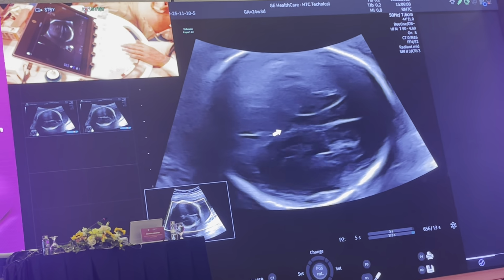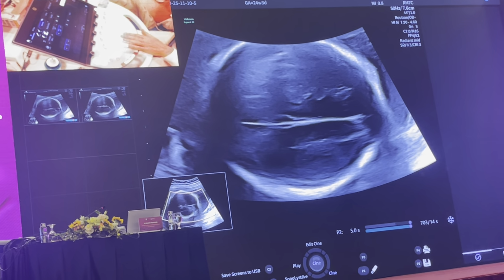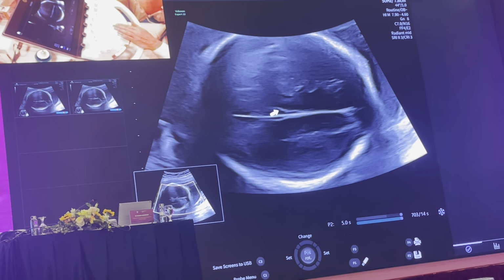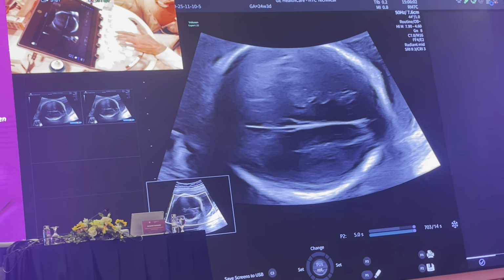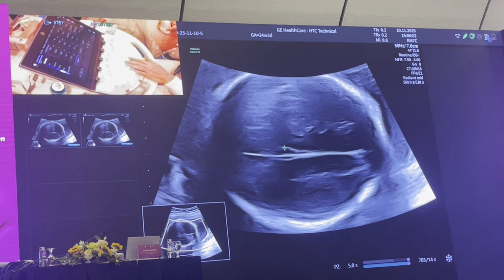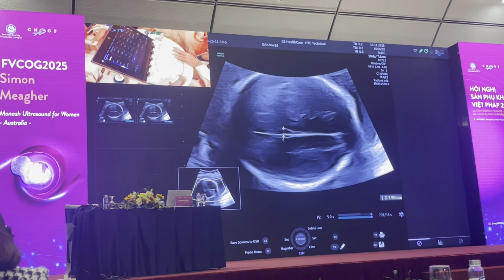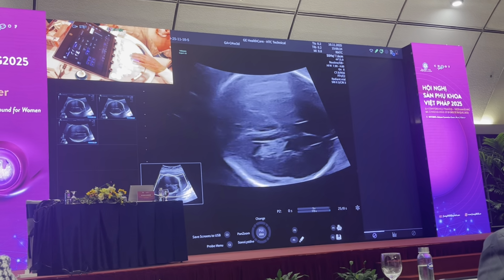I also look to see if there's any increase in the interhemispheric distance. This is the medial wall of the hemisphere on this side, and this is the medial wall of the hemisphere on this side. If the distance between the hemispheres is increased, this is a marker for agenesis of the corpus callosum. So I will say more of that in a minute as well.